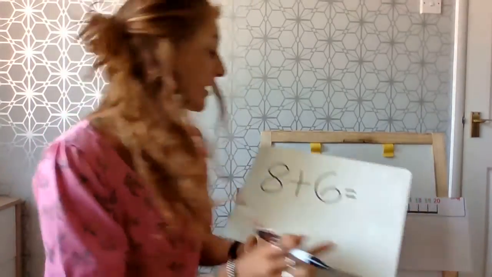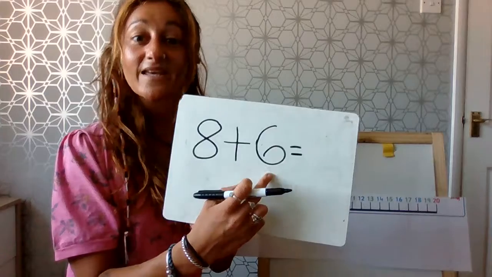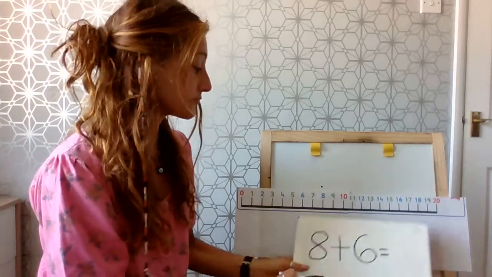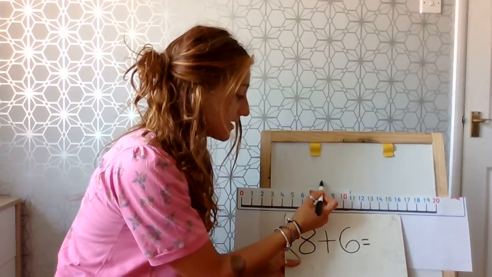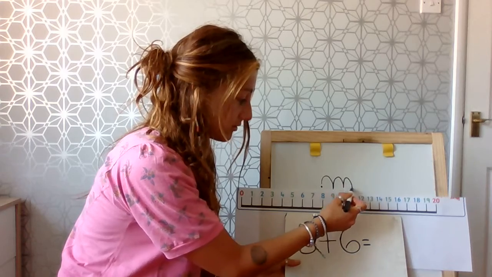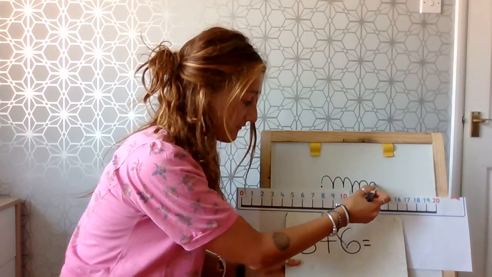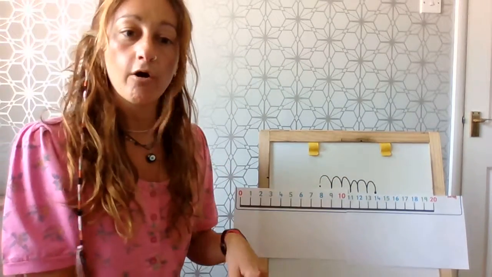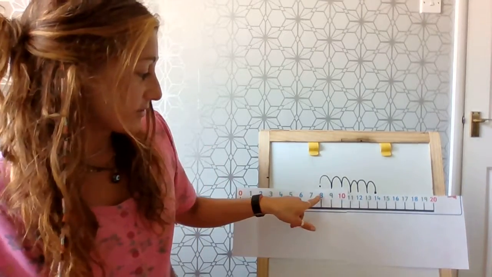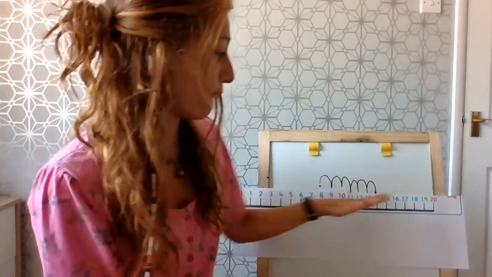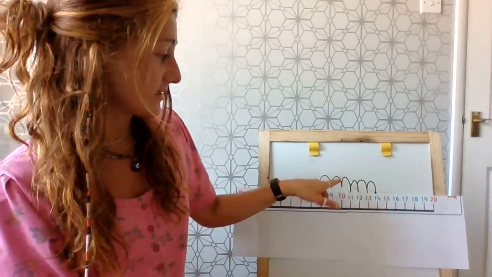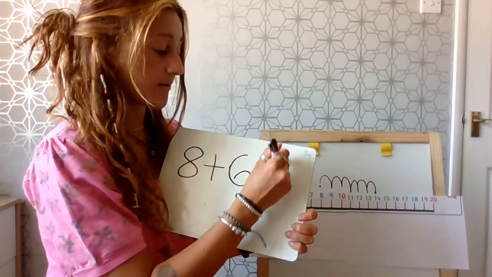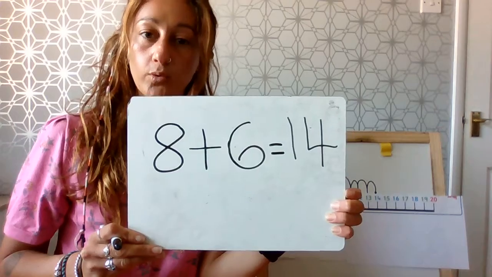So let's go up the number line. How many jumps are we doing? Yes, we're doing 6 jumps. Are you ready to count with me? I've started on number 8, and I'm going to do 6 jumps. Ready? 1, 2, 3, 4, 5, 6. What number has Miss Rasho landed on? 14. Can you see that? I started on 8. It's adding, so I've gone forwards towards 20, and I've added my 6. I've done 6 jumps and landed on 14. So 8 add 6 equals 14.